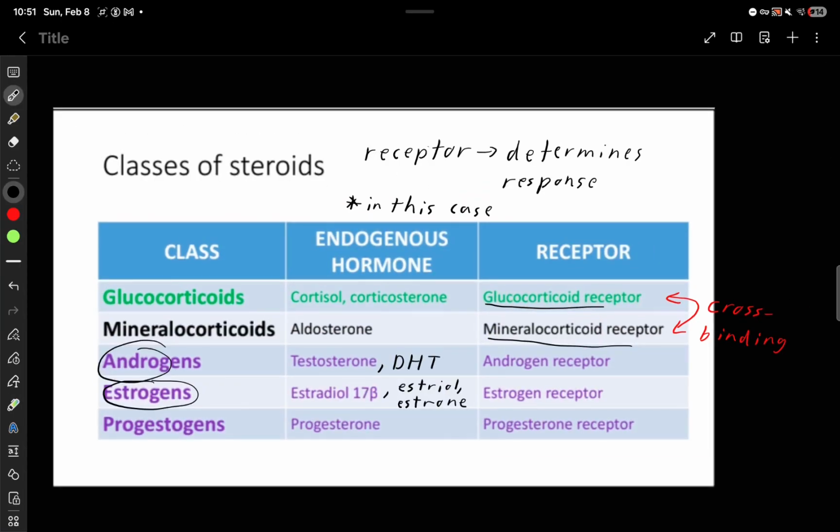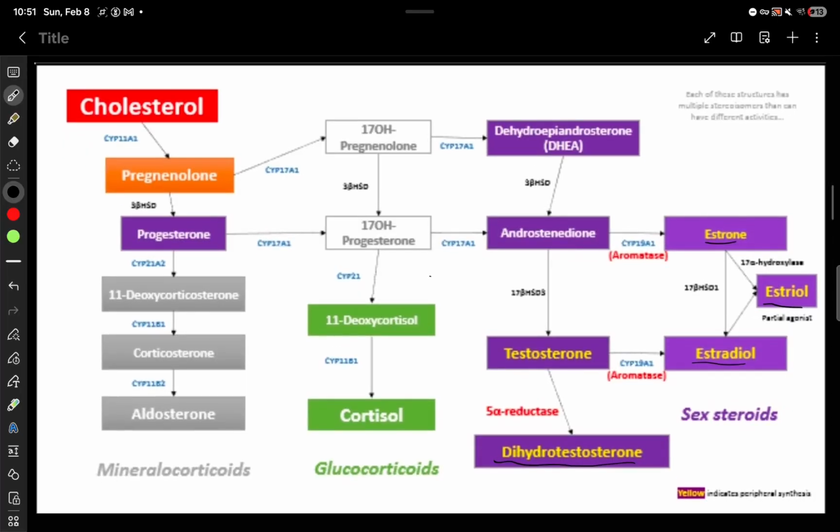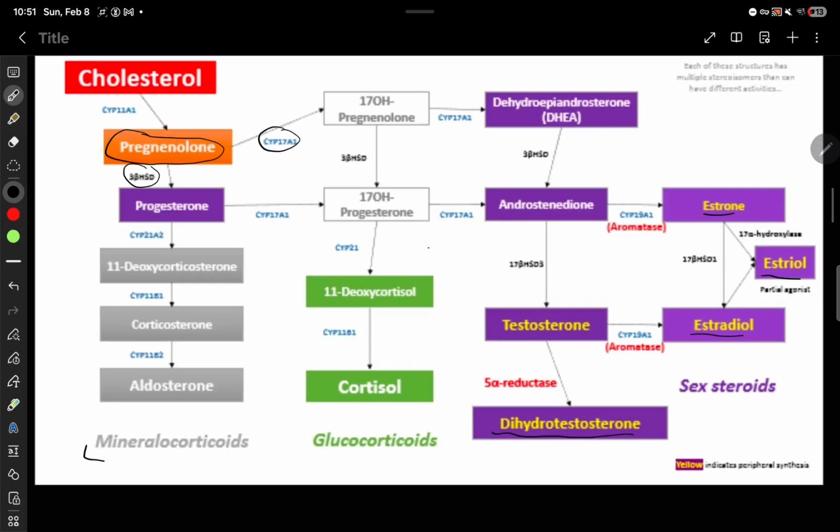Okay, so now let's take a look at this map down here, this map of steroid synthesis. So from your common steroid precursor, which is pregnenolone, different enzymes can get to work in order to produce a variety of corticosteroids and also sex steroids. So these are nicely color-coded. Under corticosteroids, we have gray mineralocorticoids, green glucocorticoids, and then you also have your purple sex steroids. So the color coding makes it nice and easy to tell them apart.